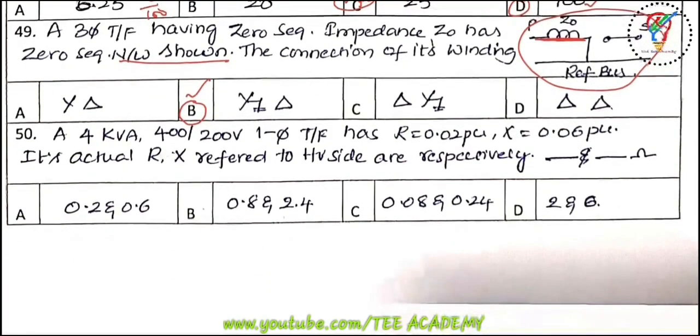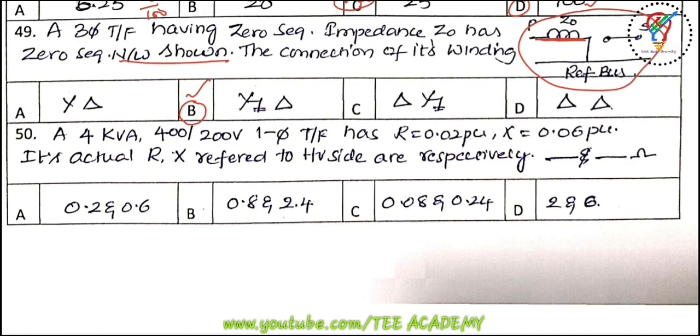Next one, 50th question here. A 4 kVA 400 volt single phase transformer has a resistance of 0.02 per unit and X is equal to 0.06 per unit. Its actual resistance and reactance referred to the HV side of the transformer are respectively in dash ohms here.